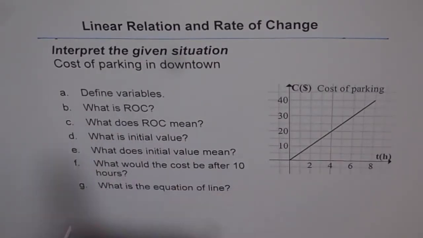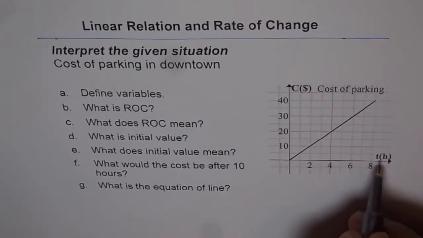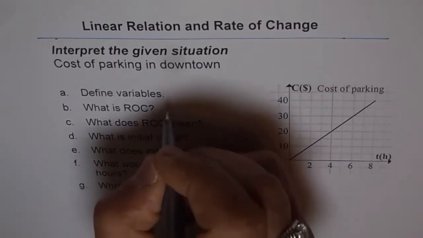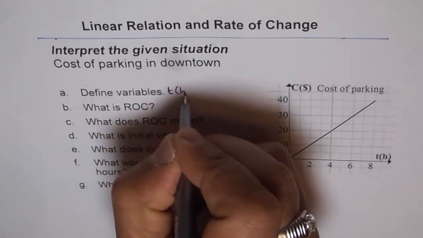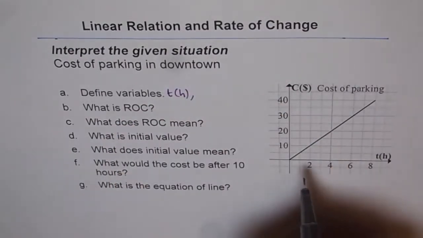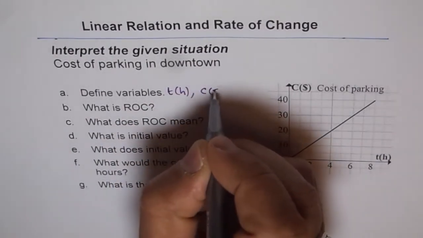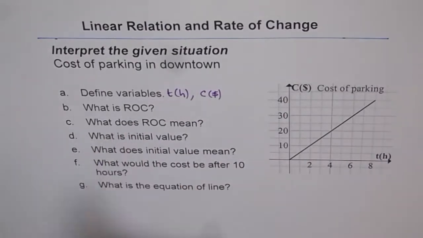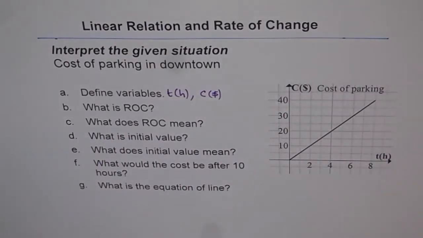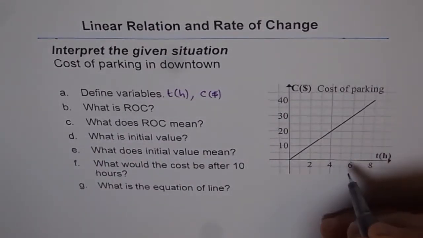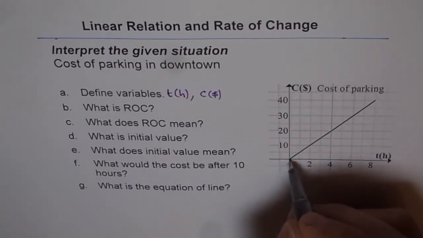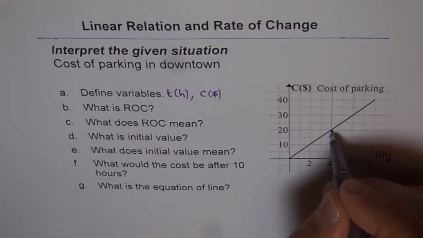Now let's define our variables. The independent variable is time, t in hours, and the dependent variable is cost in dollars. What is rate of change? Rate of change, let's take any 2 points. So let 0 be a good point, and then we can take this point.